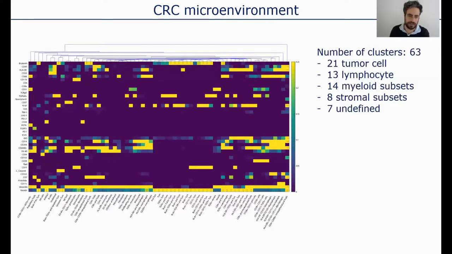So we identified, for instance, 21 tumor cell clusters, 13 different lymphocyte cell clusters, 14 myeloid clusters, 8 stromal subsets, and 7 types of cells to which we cannot really give an easy biological meaning. So despite being rather conservative, we thought this number of subsets already gave a nice structure and complexity to the data set to perform subsequent analysis.